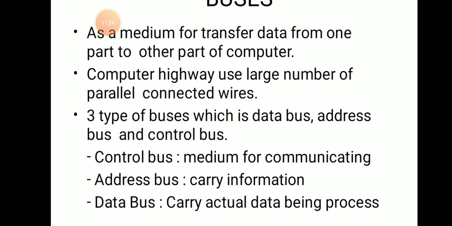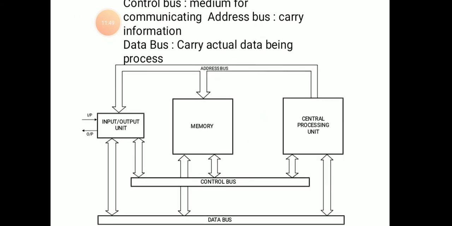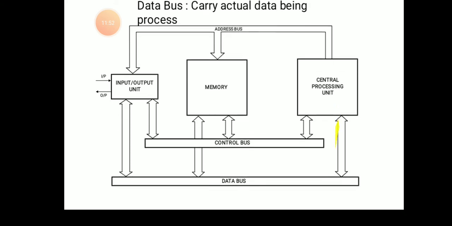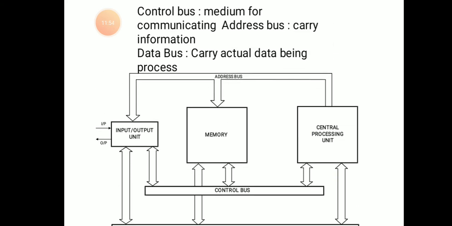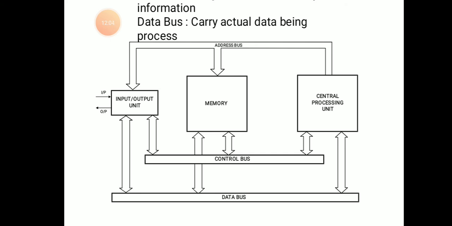So first one is the control bus. For what purpose do you use the control bus? It is a medium for communicating. The address bus carries information. The data bus carries the actual data being processed. So this is the diagrammatic structure of buses. It has input, output, memory, control bus, data bus, central processing unit, address bus.